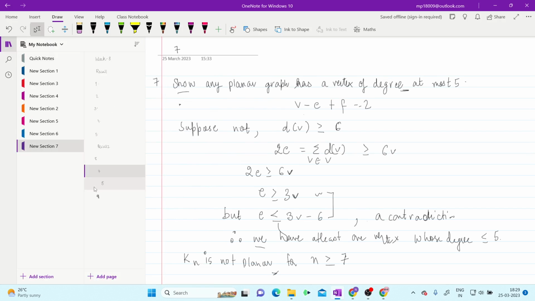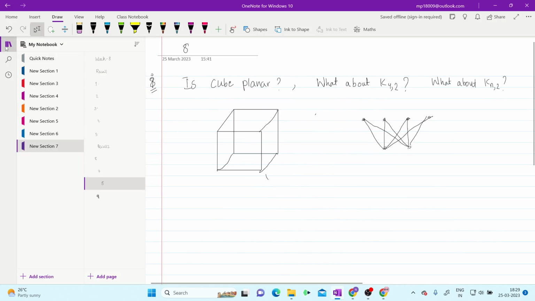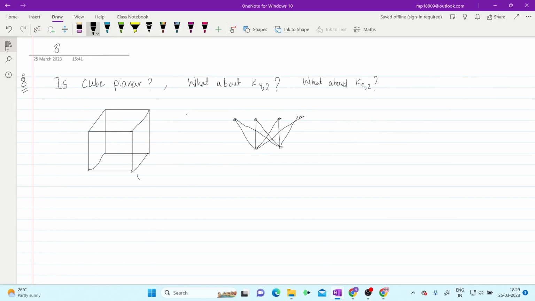Okay. Now the next question. We have these two examples. First of all, this is a cube. So what do you think? Is this cube planar? Yes, ma'am. Okay. Why?